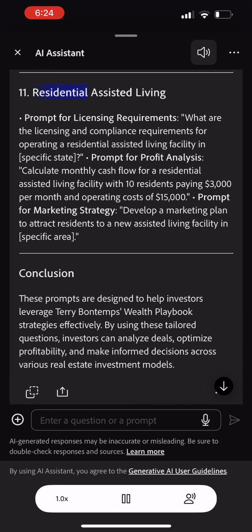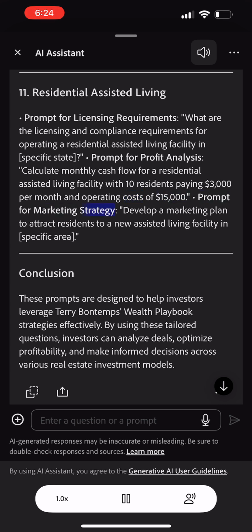11. Residential assisted living. Prompt for licensing requirements. What are the licensing and compliance requirements for operating a residential assisted living facility in specific state? Prompt for profit analysis. Calculate monthly cash flow for a residential assisted living facility with 10 residents paying $3,000 per month and operating costs of $15,000.